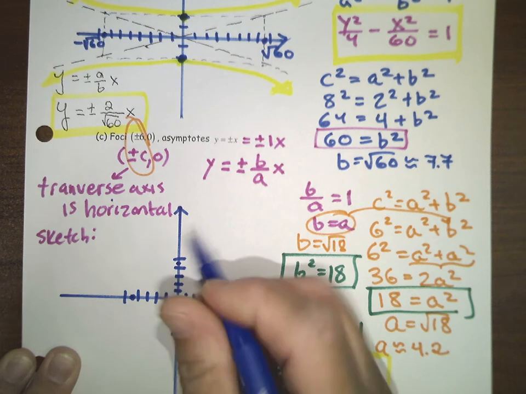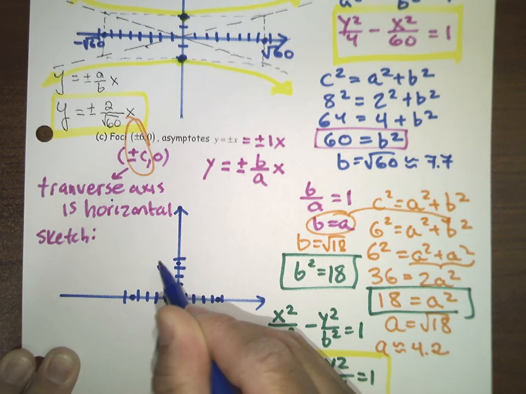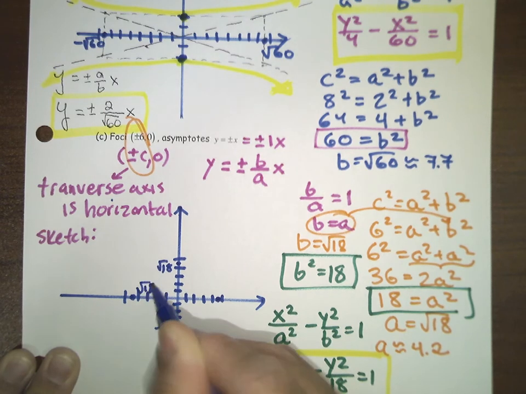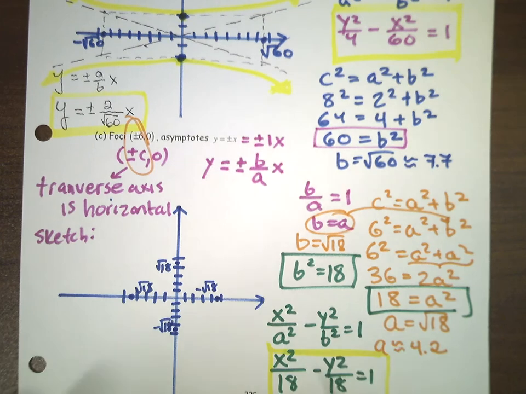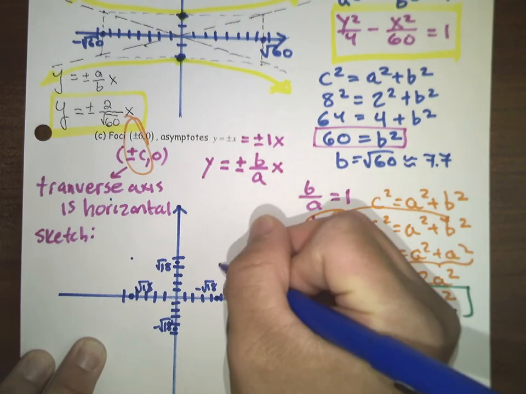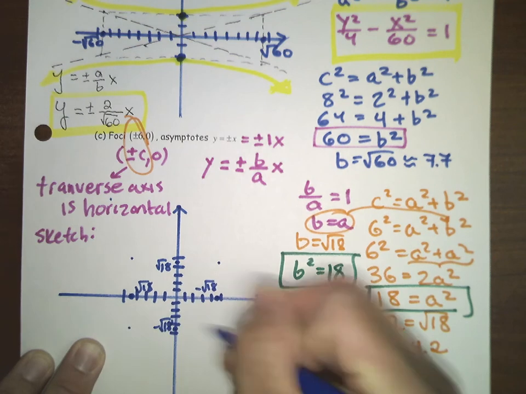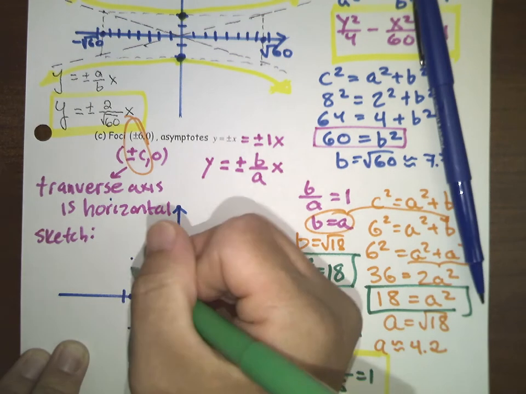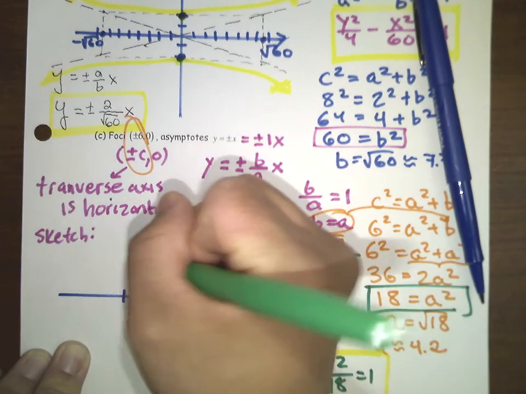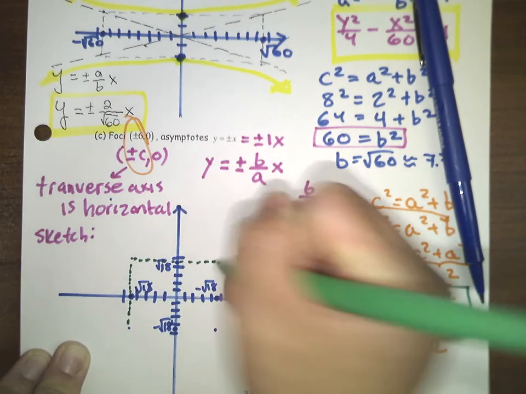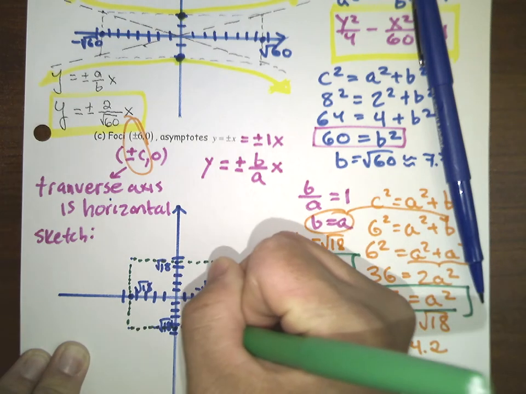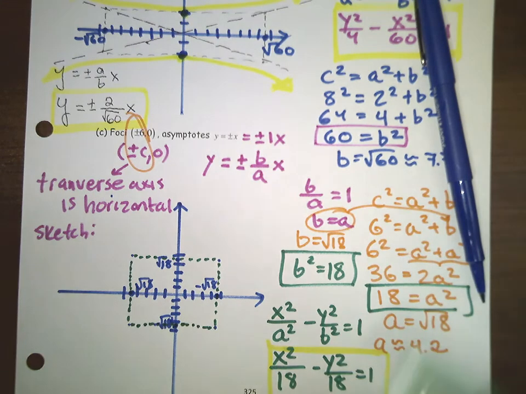This is, of course, the square root of 18, negative square root of 18, square root of 18, negative square root of 18, all right? And then draw in the central box or the fundamental rectangle here. So after you do that, you should be fairly all set to draw the hyperbola, hopefully. So I hope that this is all seeming like it's not too bad. It's just a matter of knowing where the vertices are and going from there.